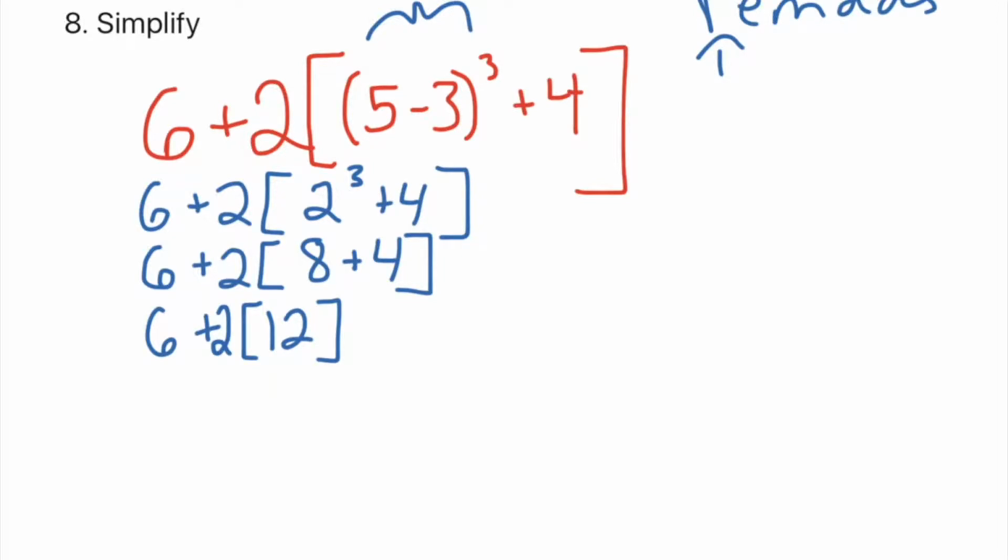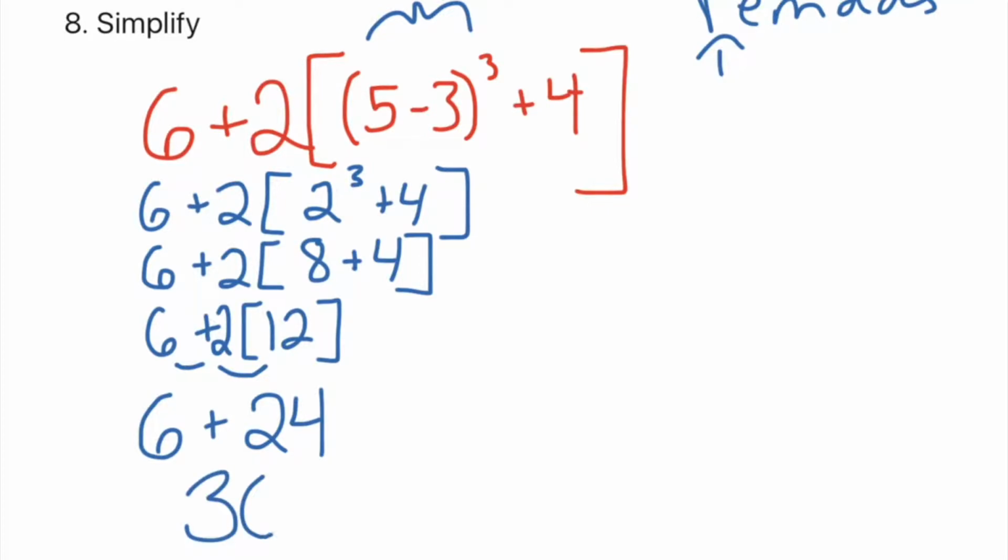And now I have a multiplication, and then I have an addition right here. So I'm going to do the multiplication first. So I have 6 plus 24, which is going to give me 30.